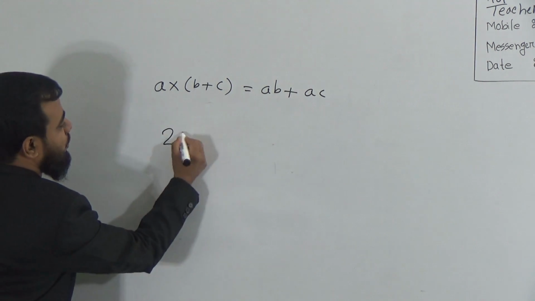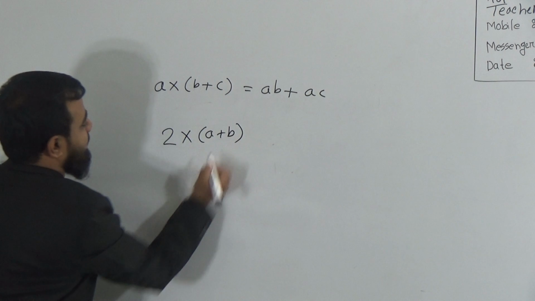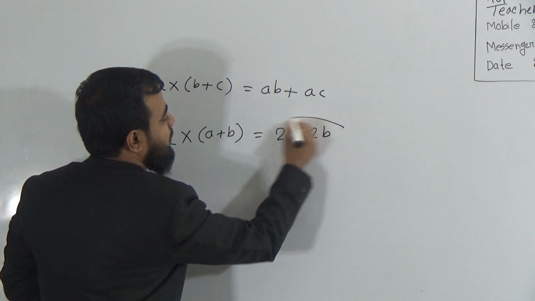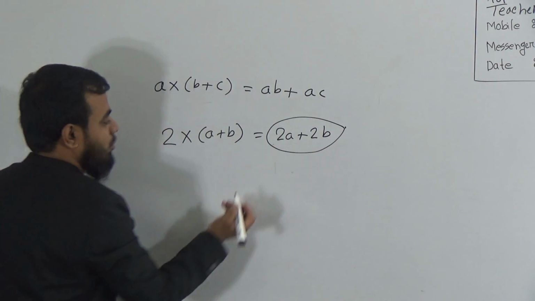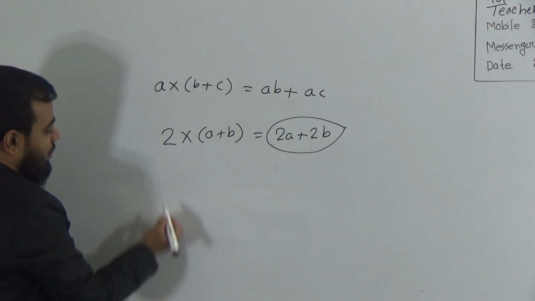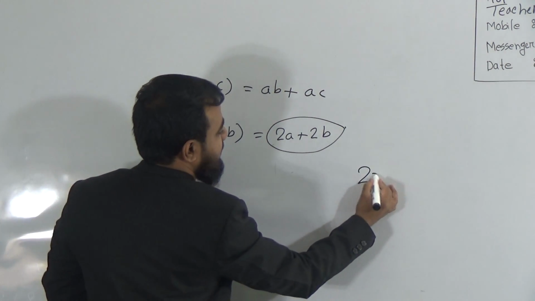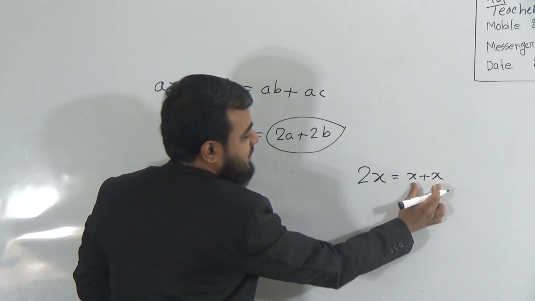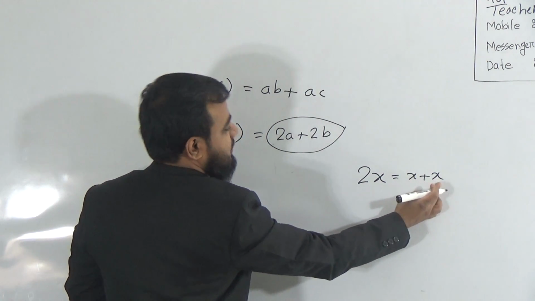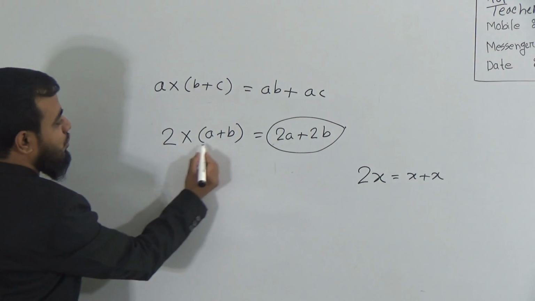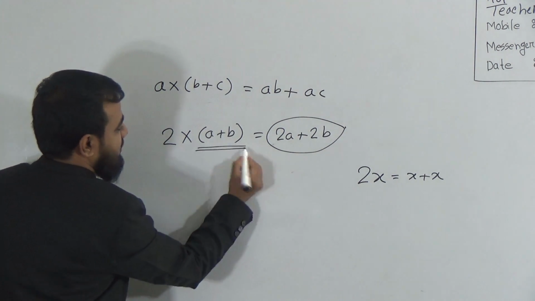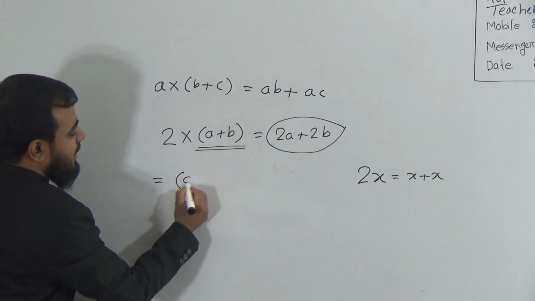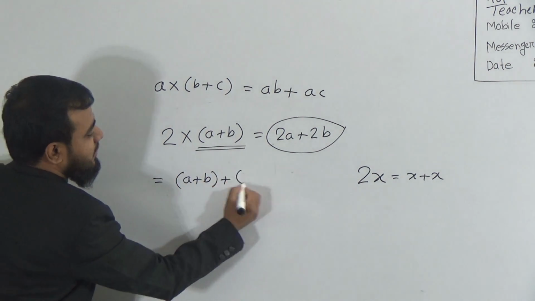Suppose we have 2 multiplied with A plus B. This is equal to twice A plus twice B. We need to prove this. How can we prove this? Look, when you write twice x, twice x means x plus x, that means 2x here. So we can write 2 into A plus B. Suppose this is x. Twice x, so we can write x plus x, that means A plus B plus A plus B.